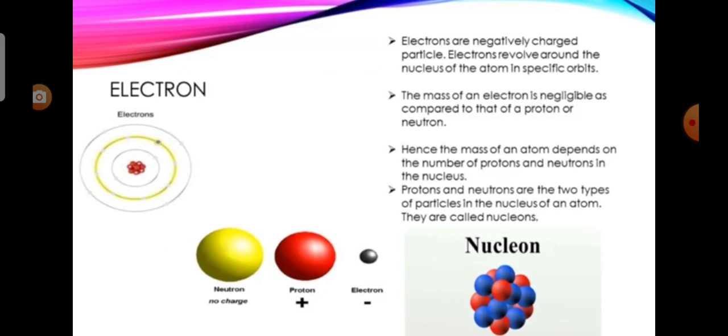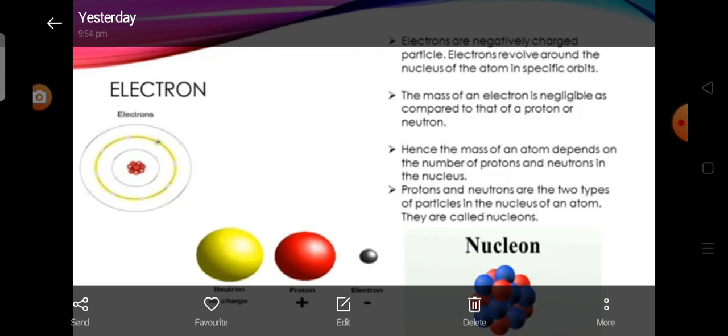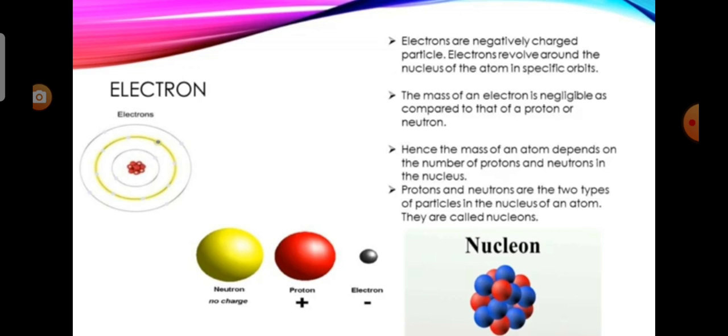Next one is electron. This is a negatively charged particle. Electrons revolve around the nucleus of the atom in specific orbits. The mass of an electron is negligible as compared to that of the proton or neutron. Hence, the mass of an atom depends on the number of protons and neutrons in the nucleus.